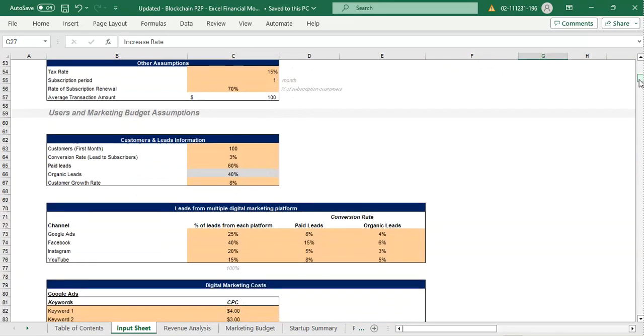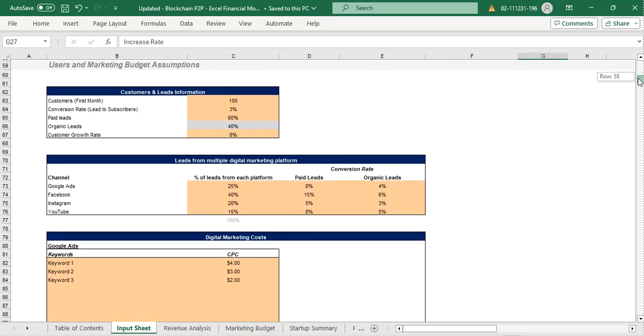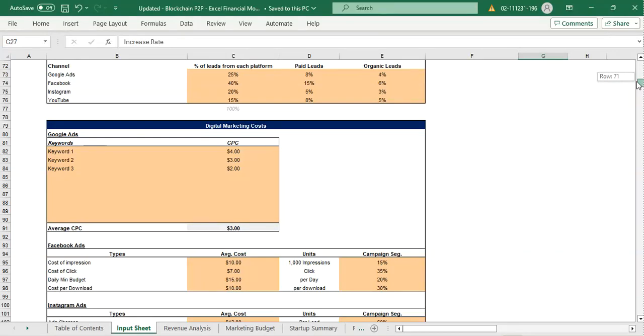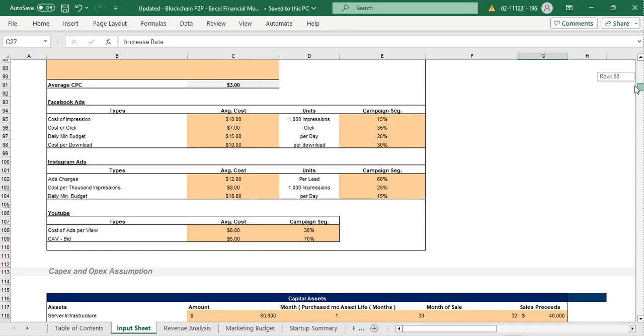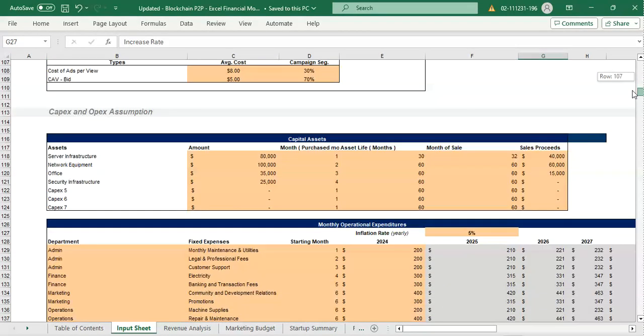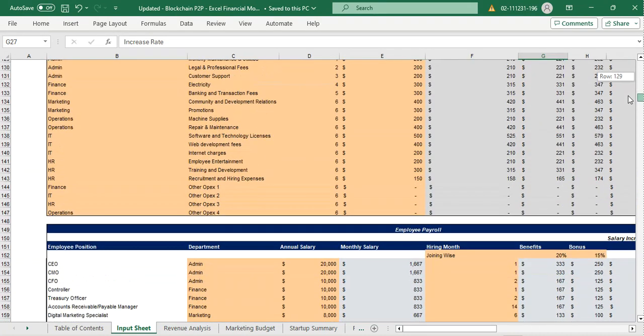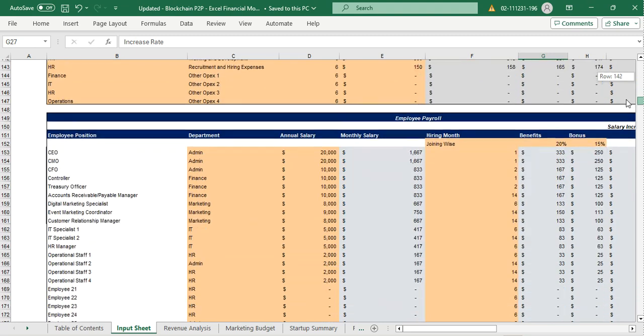Next up we have the user and marketing assumptions that contains the assumptions regarding customers of first month, leads, etc. Then we have the assumptions regarding leads from different digital marketing platforms such as Facebook, Instagram and YouTube. Next up we have the capital expenditure assumptions and operating expenditure assumptions.